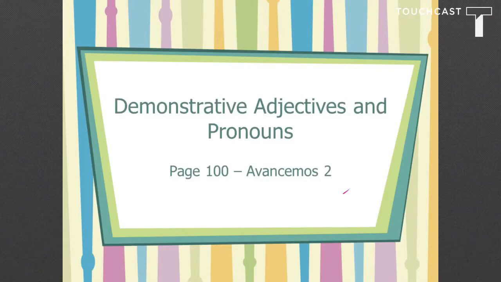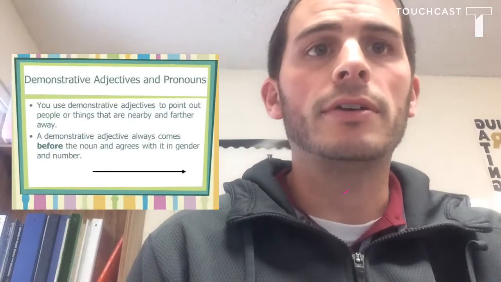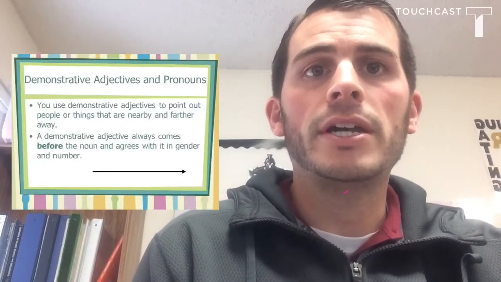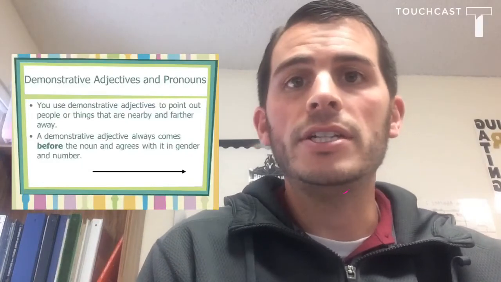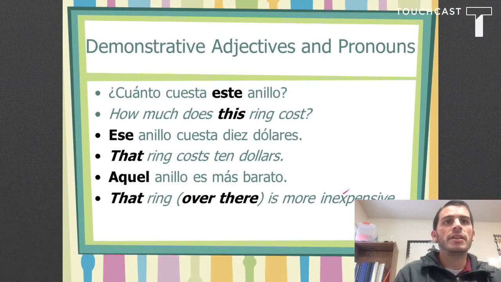Let's take a look at the demonstrative adjectives and pronouns on page 100 in our book. Demonstrative adjectives and pronouns are used to point out people or things that are nearby or far away. A demonstrative adjective always comes before the noun and agrees in gender and in number. Look at this example here.